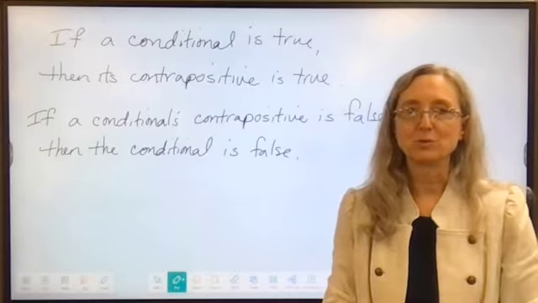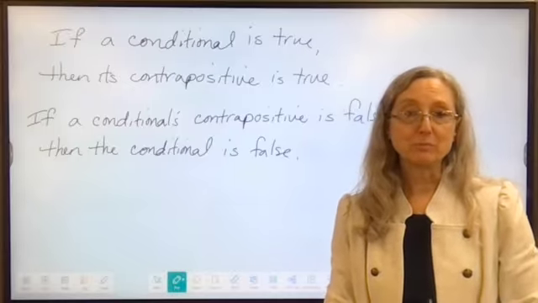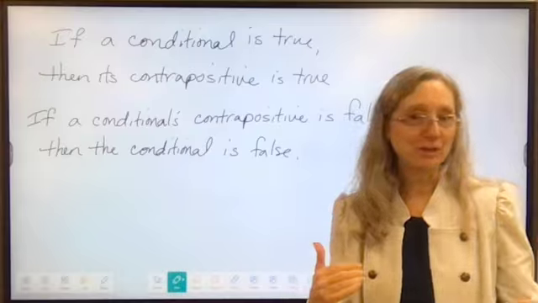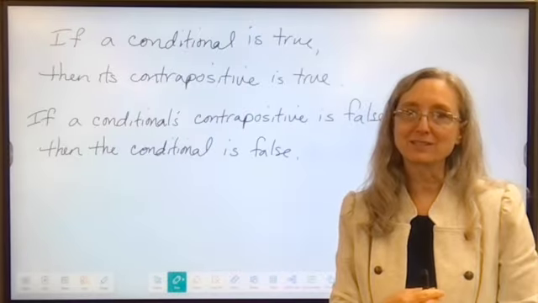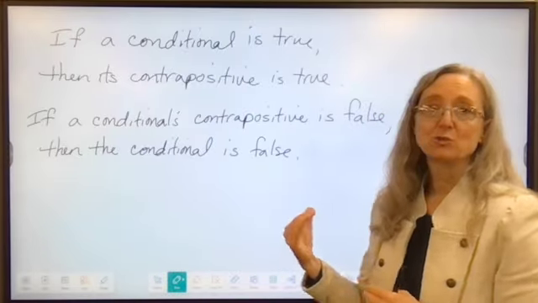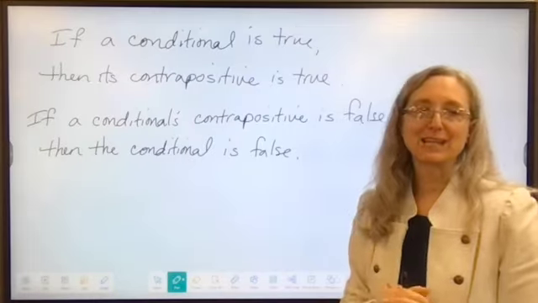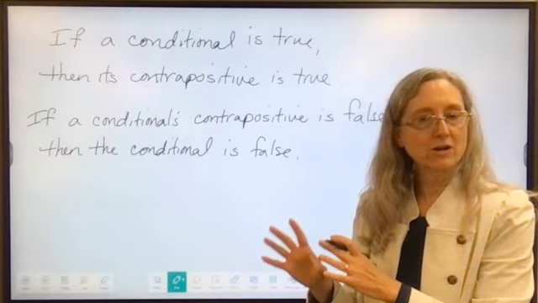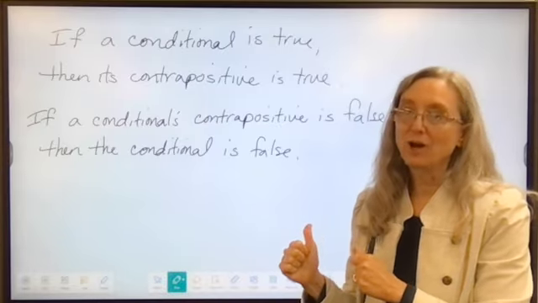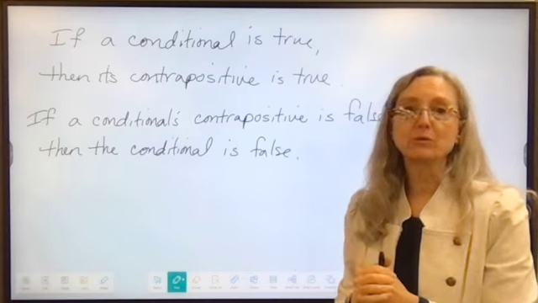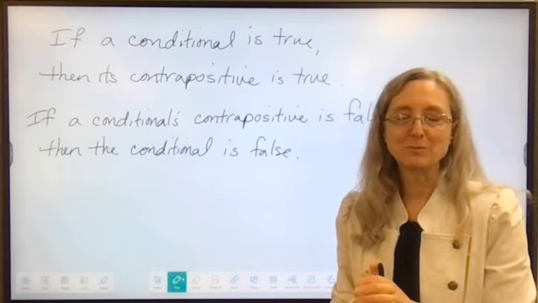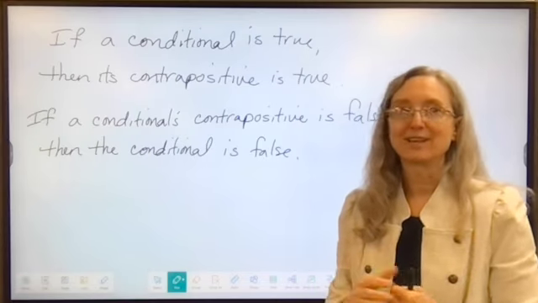What's the truth value of both of these? Remember we said the conditional and the contrapositive are equivalent statements. So therefore, if one's true, the other's true. If one's false, the other's false. Both of these statements are true, and this is the heart of what we're getting at. This is why we're taking the time to go through these, because we're going to use these kinds of statements in an indirect proof.